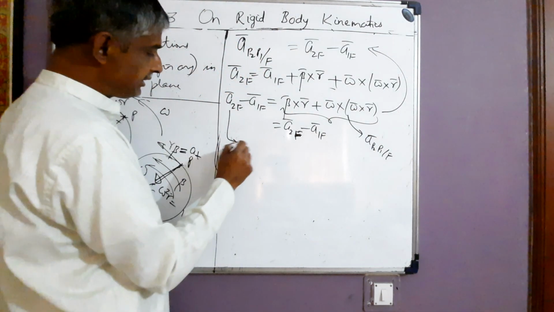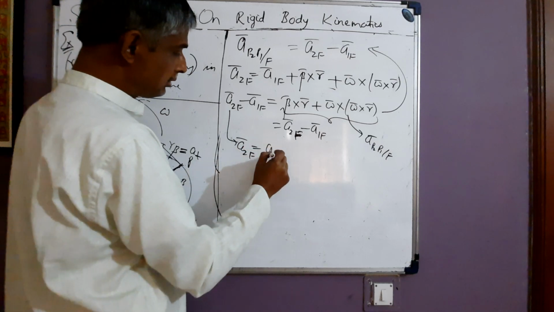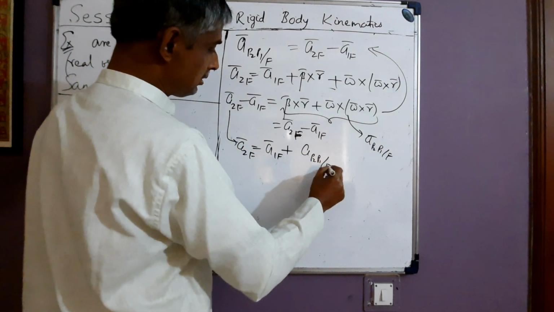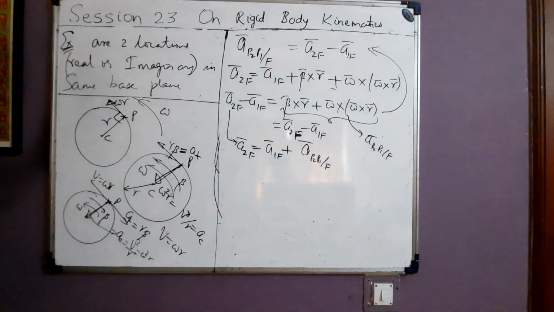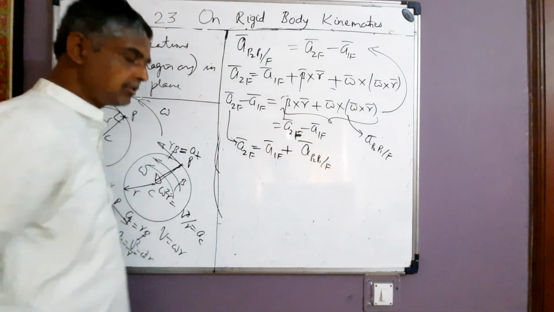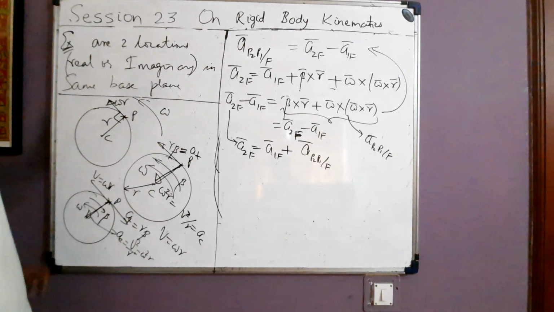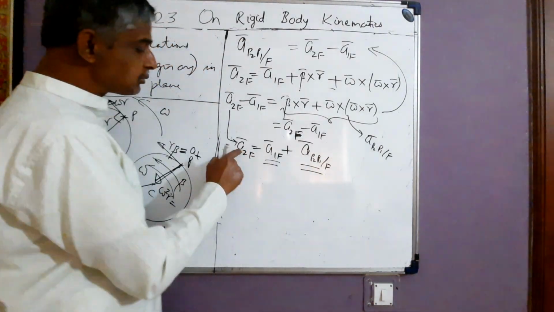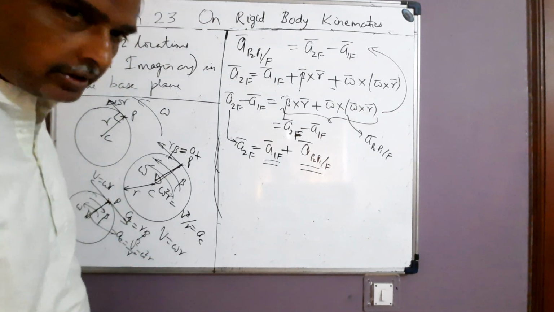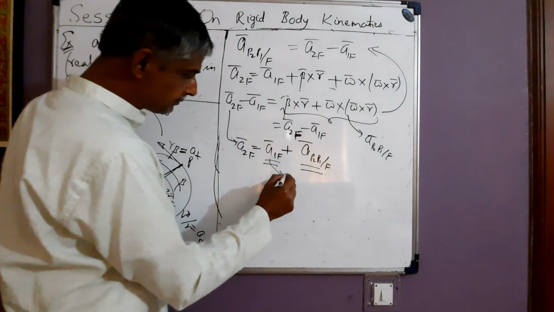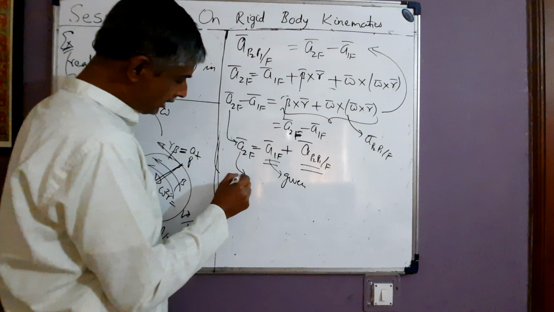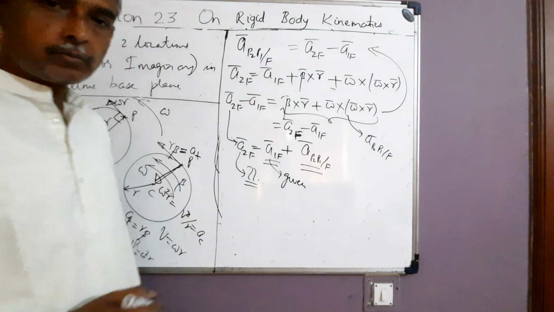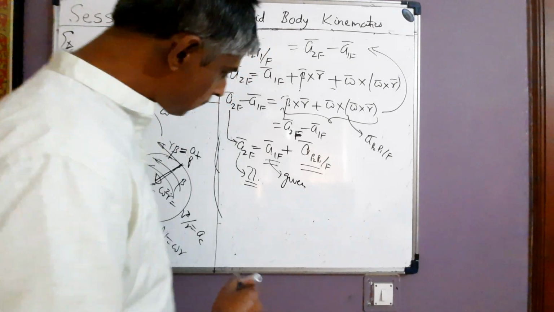So from this we see that A2F is equal to A1F plus AP2P1/F. This quantity denotes this quantity. So now see, suppose we are given this term, we are given this term. We add these two terms, we get this term. Suppose this we are given, and this we have to find. We have to take 3 actions. 3 actions have to be taken.